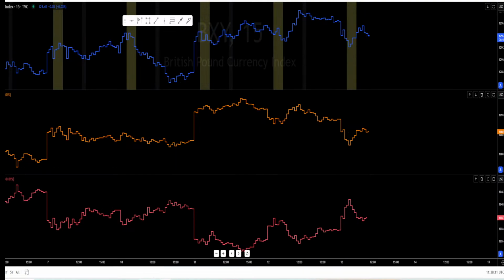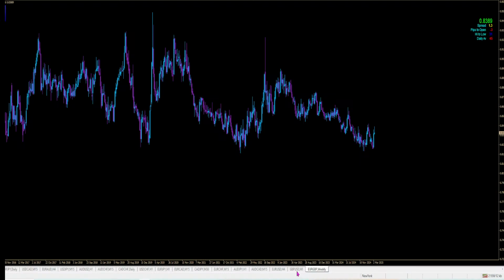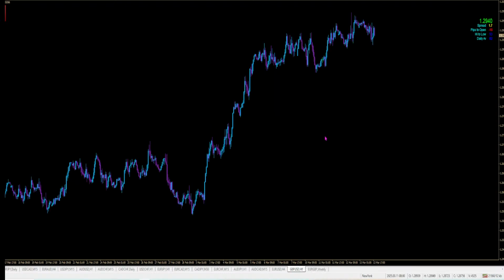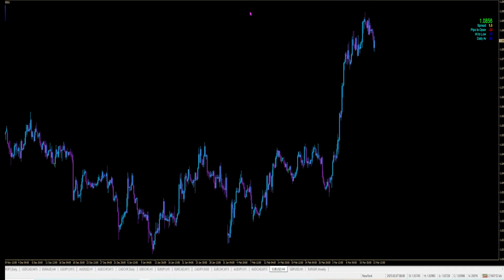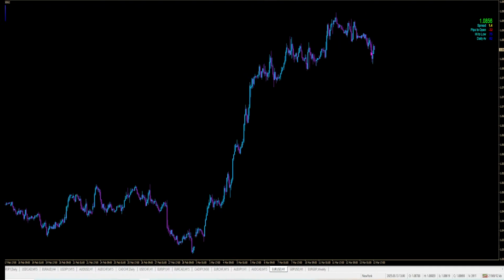So if we go over and look at the actual chart, here's GBP USD. Okay, so actually let's look at the euro first. Euro right here. Okay, 1 hour chart. Here's today. Okay.